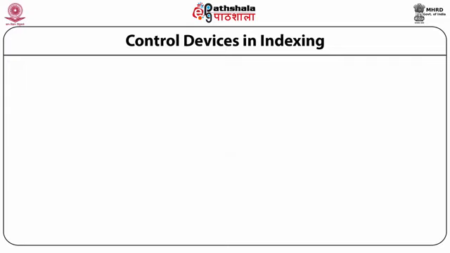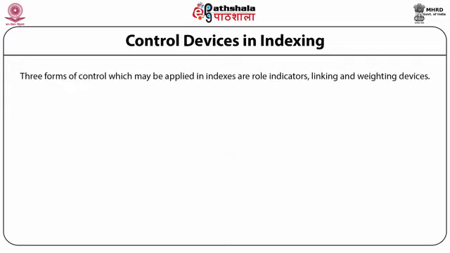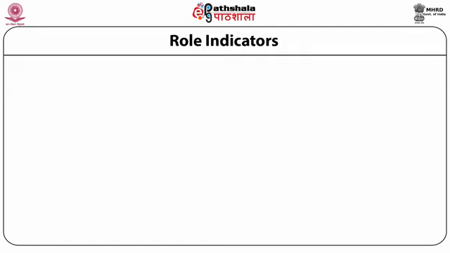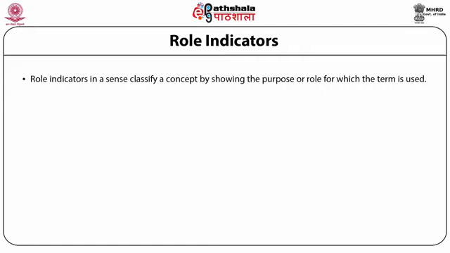Indexing requires some devices for control. Three forms of control which may be applied to indexes are role indicators, linking, and weighting devices. And the use of these devices makes the use of classification inherent in these methods. To explain, the use of role indicators in a sense classifies a concept by showing the purpose or role for which the term is used.